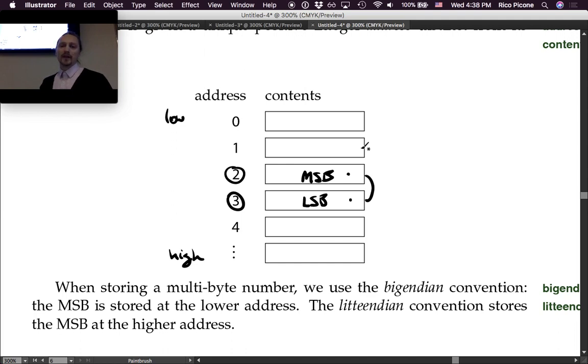So, oh, there's an L in little. L, little endian. Yeah, so big endian, little endian. Not Indian. Endian, that's correct. Yes.